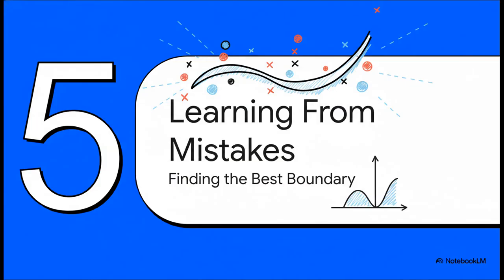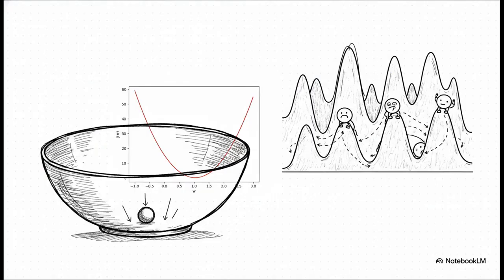Okay, this is all fantastic, but there's a big question hanging in the air, right? How does the model actually learn where to put that S-curve? How does it figure out what the best possible boundary is? Well, any model learns by guessing, seeing how wrong it is, and then trying to get a little less wrong. That wrongness score is called the cost.